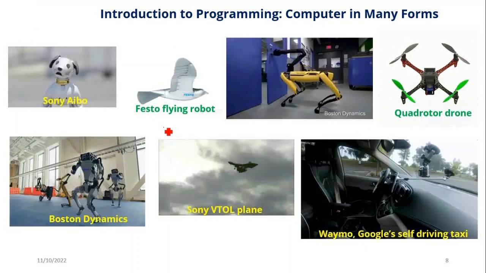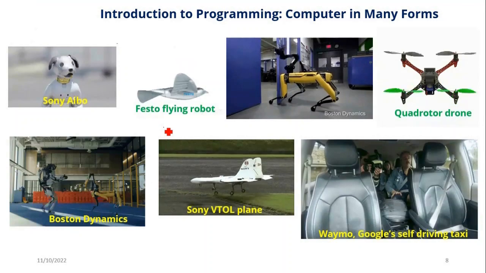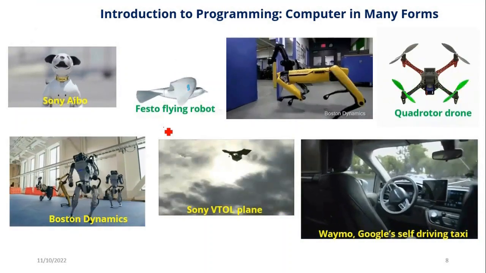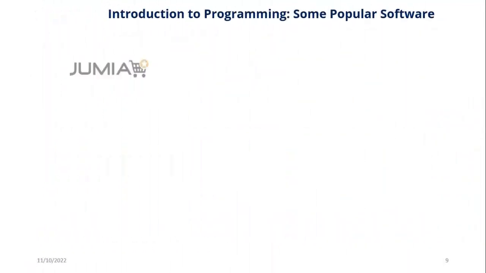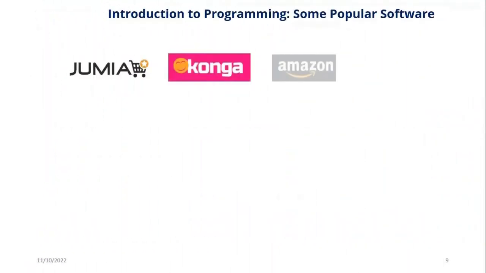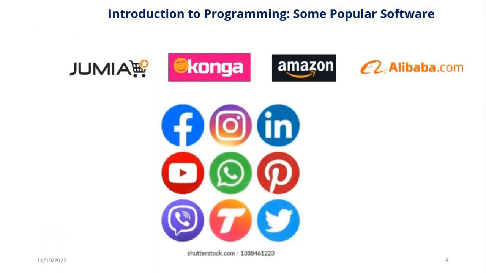Okay, so these are many exciting forms in which a computer can be used, or where computers can appear and where programming takes place. So let's come to what most people think when they think about programming. Popular online shopping stores, Alibaba, Amazon, Konga, Jumia, Facebook, Instagram, LinkedIn, YouTube, WhatsApp, Pinterest, Twitter, so on and so forth.